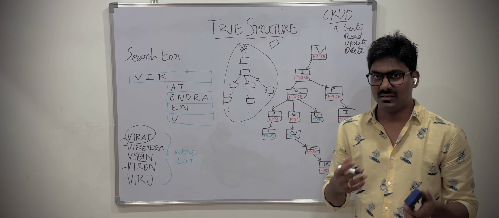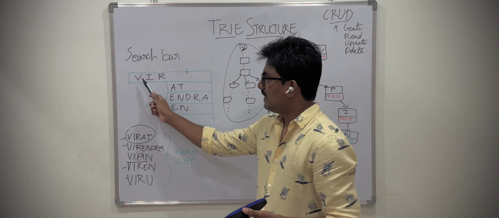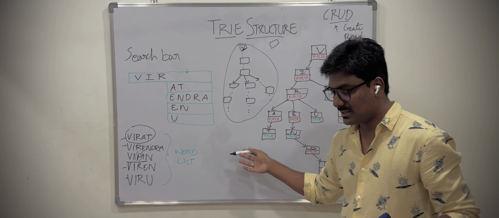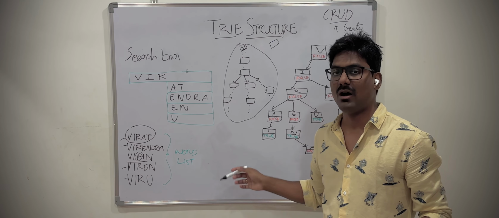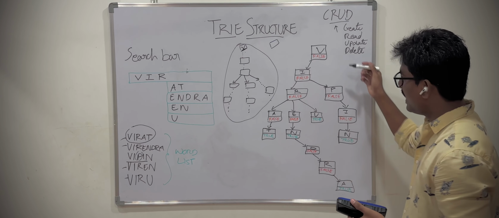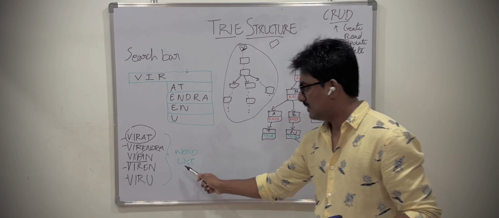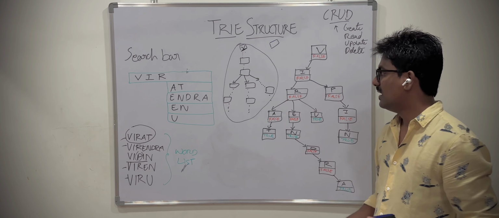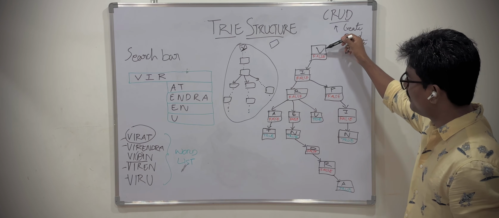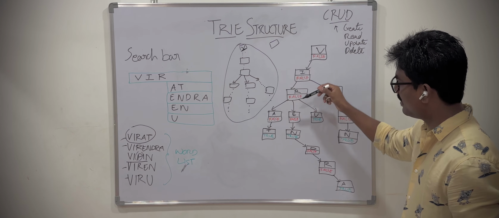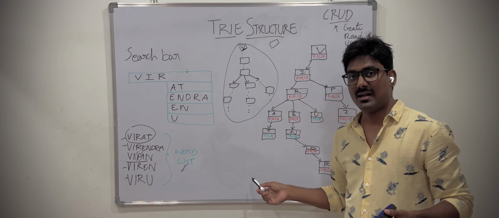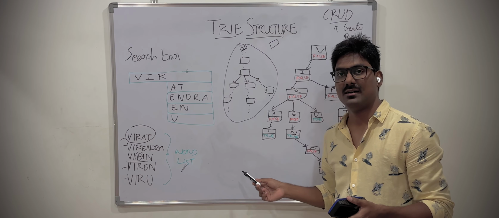Now let's come to how search works. I have given VIR. As per the explanation I've given on how a node is inserted in a trie tree, I have constructed this tree based on the word list given here. So now I have these 5 words, and you can see here VIRAT, VIREN, like that. I have covered all the words as per the insertion explanation which I have given.